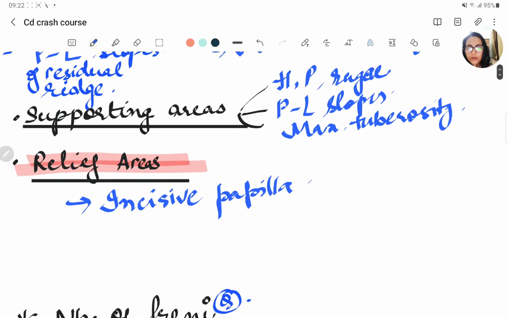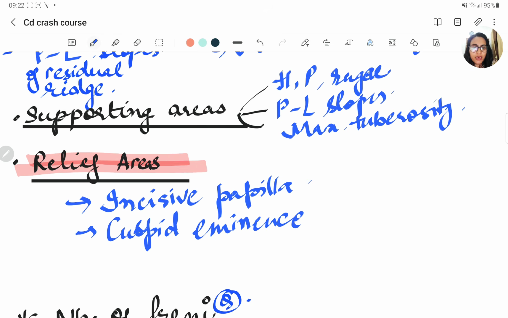Then we have cuspid eminence. Cuspid means canine and eminence means the prominence part. So the prominence which is present in the canine area is the cuspid eminence, that also we relieve.